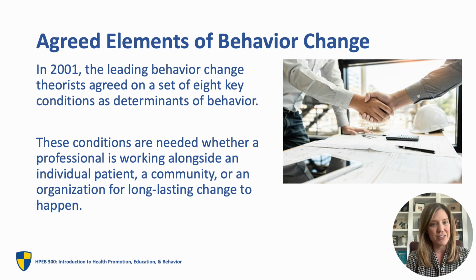So about 20 years ago, several behavior change theorists decided, you know what, there's so much overlap, all these Venn diagrams, there's a lot of commonalities. What can we agree upon that we all can say, yes, this determines health behavior? And what these theorists came to recognize is no matter if you're a healthcare professional or any sort of professional who's working with maybe an individual patient, or if you're working in a community, or if you're working in an organization, if you're trying to make long-term change in humans, how do you make that happen? Here are the common elements.